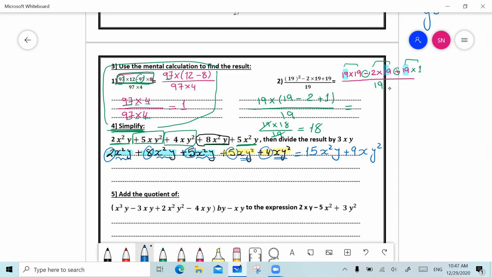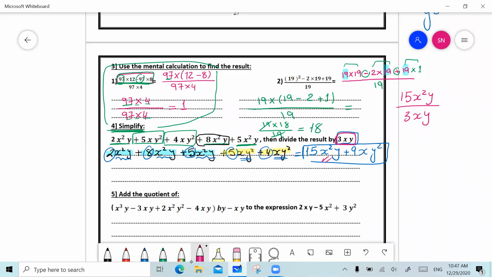After I finish my simplification, he wants me to divide the answer by 3xy. So I'm going to take each term and divide it by 3xy. After I simplify the expression, then divide the result by 3xy. So I'm going to take 15x squared y, which is the first term in my answer, divided by 3xy.